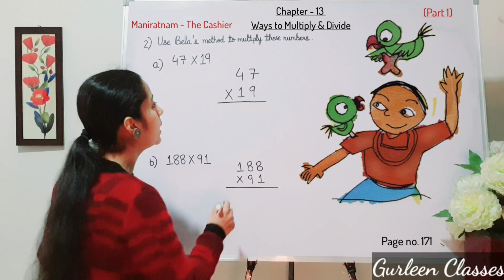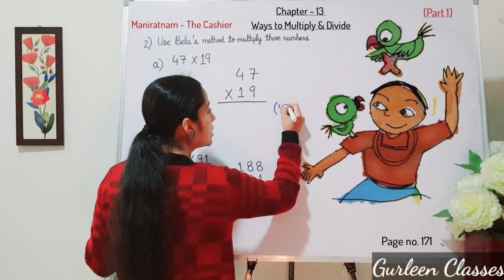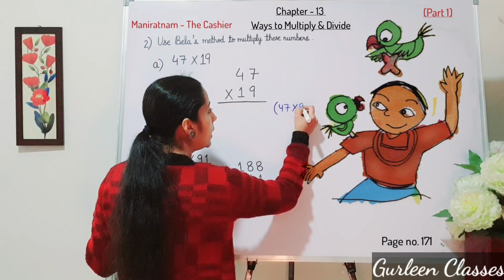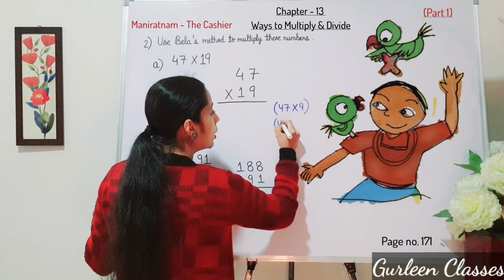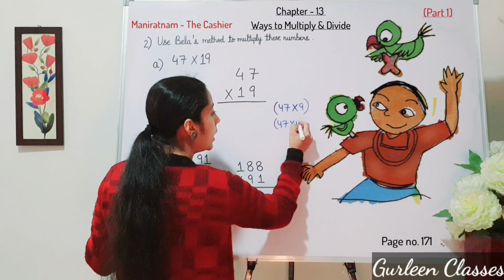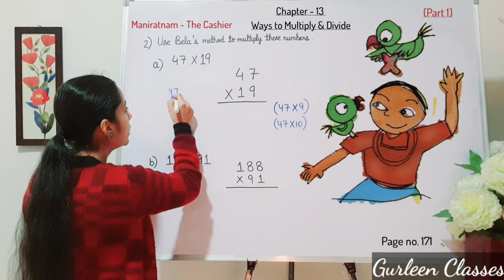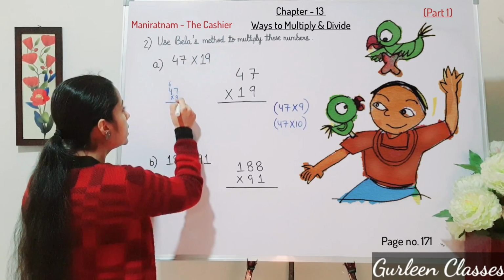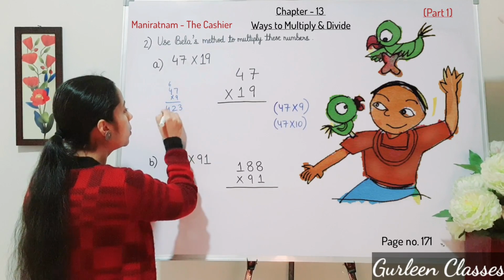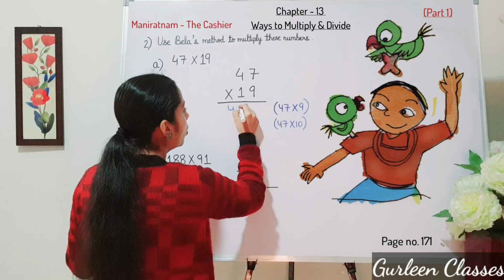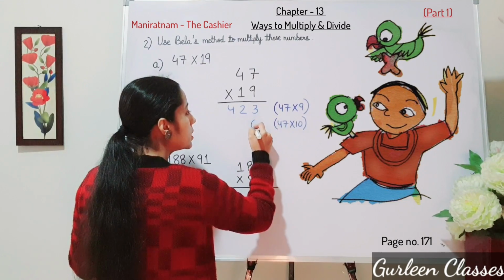First we will multiply here 47 by 9. So in one bracket you will write 47 into 9, and in the second bracket you will write 47 into 10. So multiply 47 by 9. 7 9s are 63. 9 4s are 36 plus 6, that is 42. So right here 423.